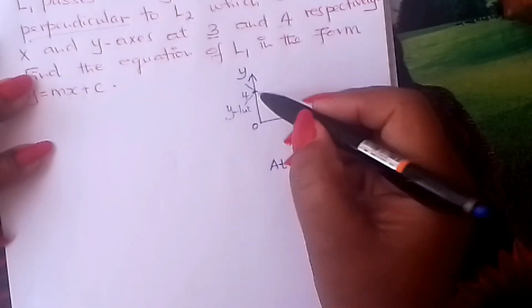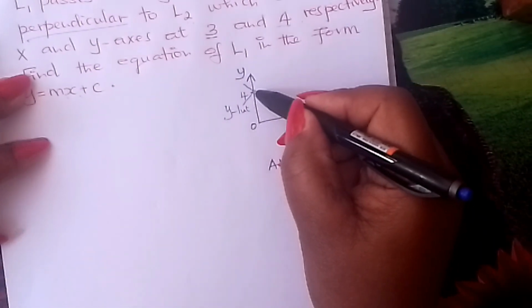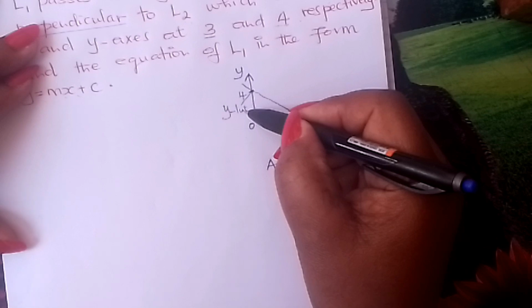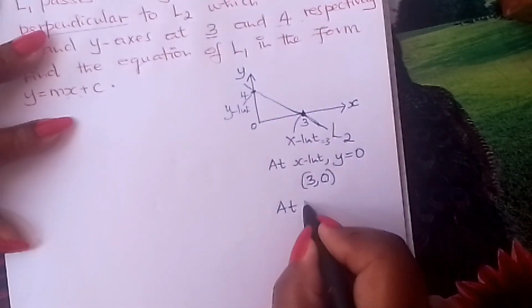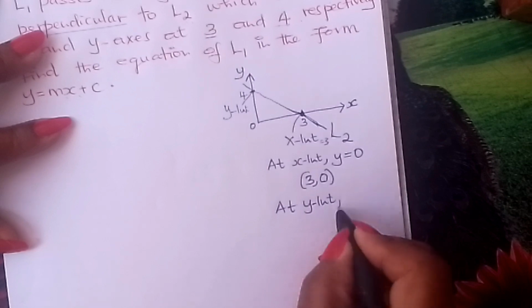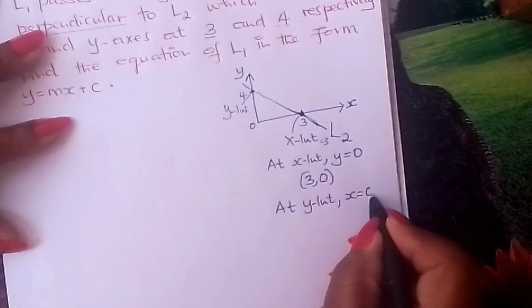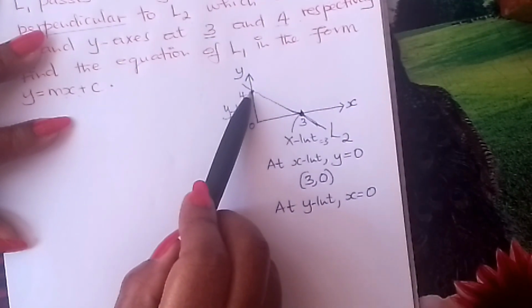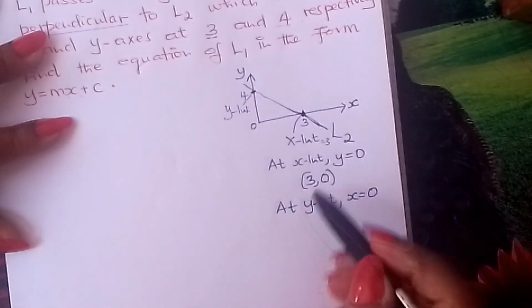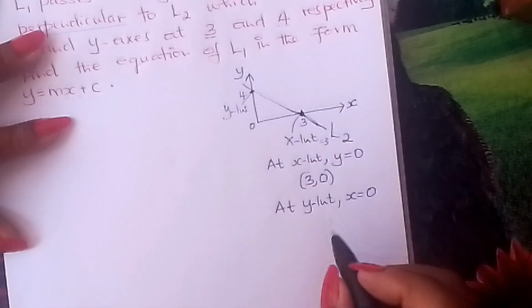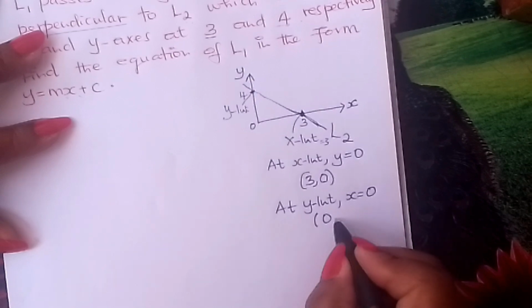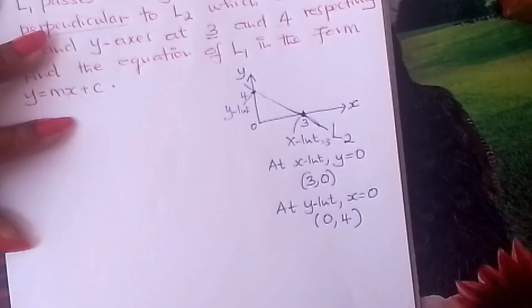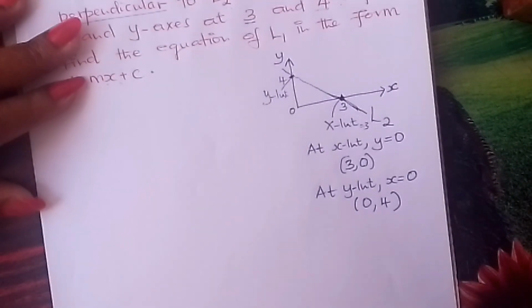Similarly, the line cuts the y-axis at 4. So the y-intercept is 4. We know that at the y-intercept, what is your value of x? Your value of x is 0. And therefore, this point is (0, 4). I hope it is clear. So, we can start with that.